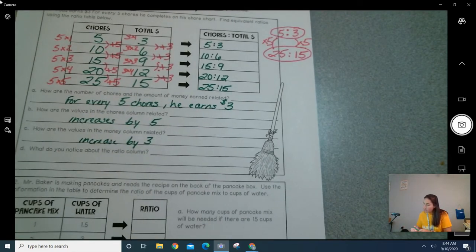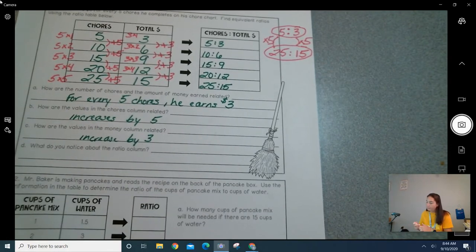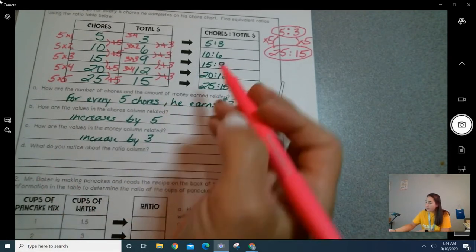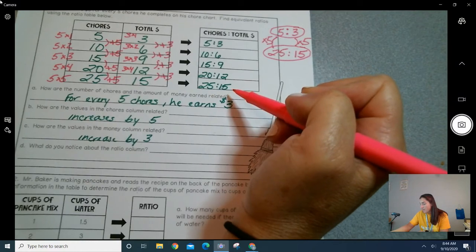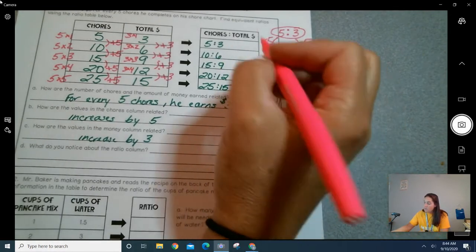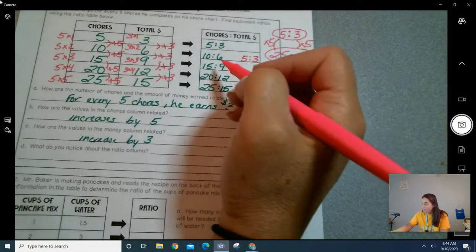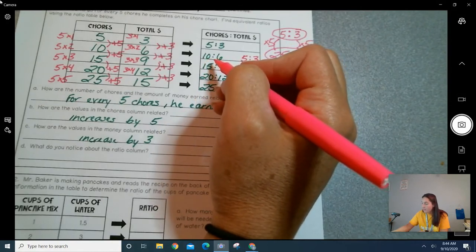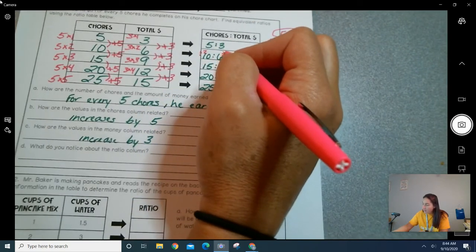So for D, what do you notice about the ratio column? And I think that they're talking about this column. These are the ratios. What do we notice about the ratio column? If we look at every one of these ratios, and we know we've already talked about simplifying ratios in the past couple lessons, we can see that each one of these ratios is going to simplify to 5 to 3. This one, the 10 to 6, will simplify if I divide by 2. Right? So if I divide by 2, I get 5. And if I divide by 2 here, I get 3.